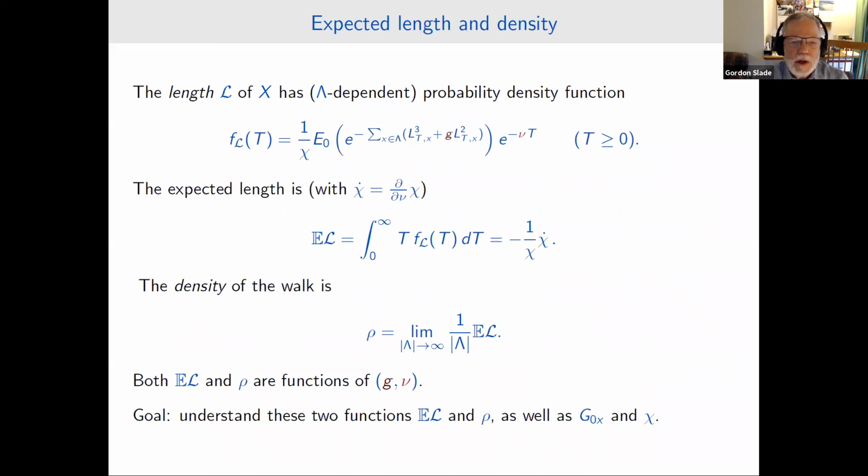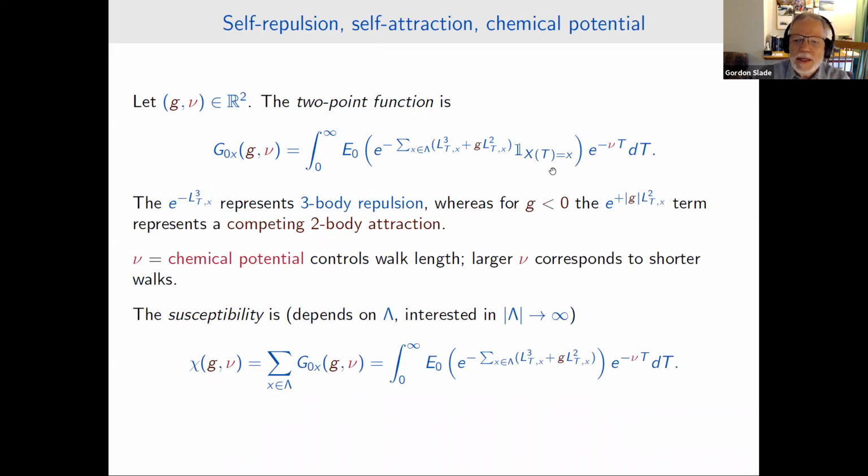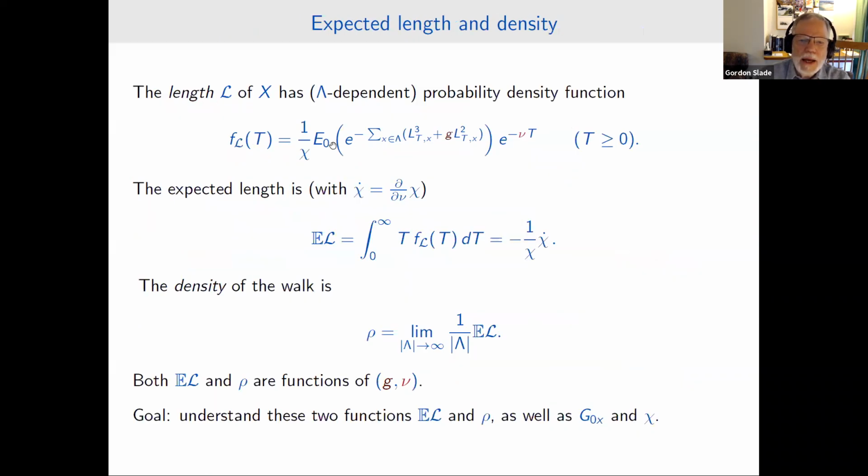Other observables are the expected length and the density. So the length of x we'll think of as being basically this t. So this is a probability density function when normalized by the susceptibility, which is just its integral. And we'll use that as the density for this random variable L, which is the length of x. So the expected length is what you get by integrating this density against t.